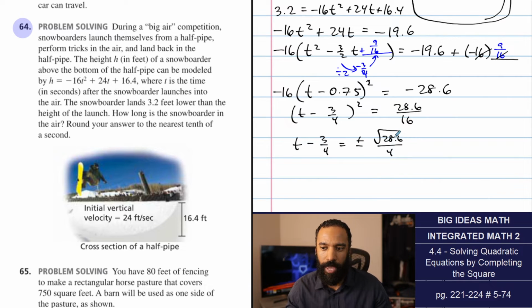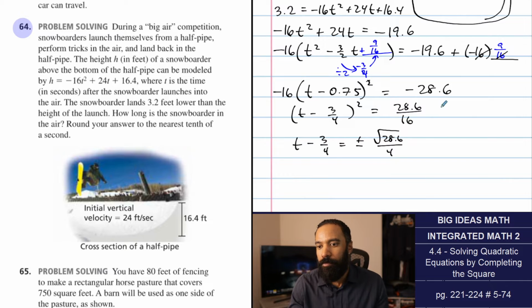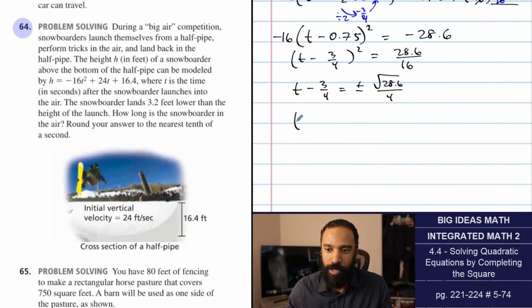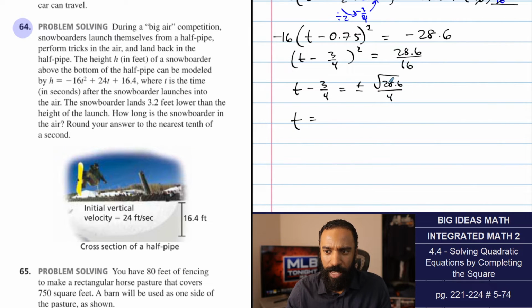Normally that kind of thing's not okay with me, to have a square root of a decimal inside of there when I want exact answers. But we're not going to get the exact answer in the end. I just want a fraction. I don't want a decimal with a fraction, and I don't want this to be some weird rounding thing. So 3 plus or minus root 28.6 over 4.